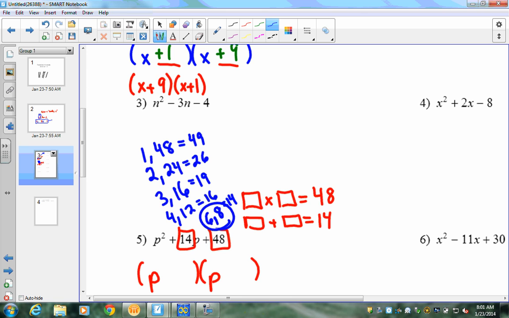Hey, we got a match. It's the 6 and 8. So I'm going to plug it in as plus 6, plus 8. And that's how you do it.